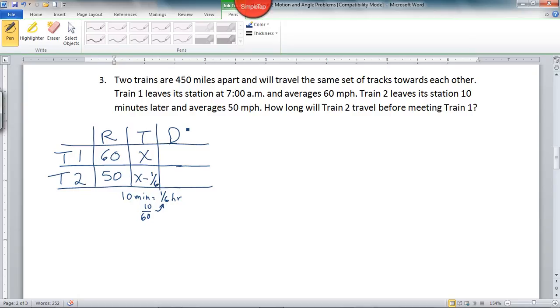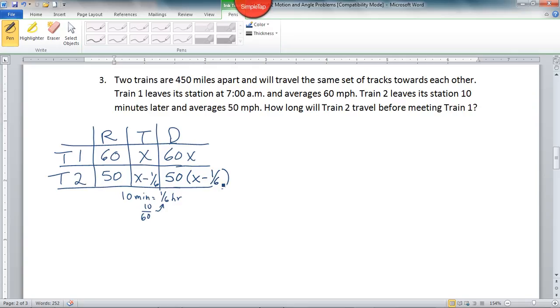Distance is rate times time, so I take each rate times each time. 60x. Rate times time, so it would be 50 times x minus 1/6. Now we set them up into an equation.